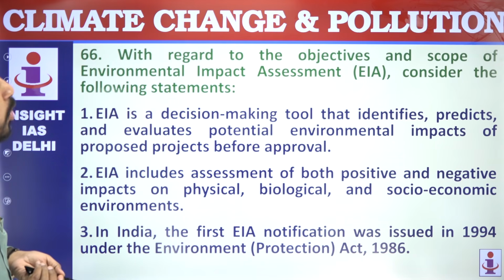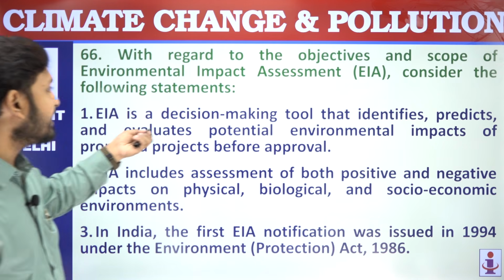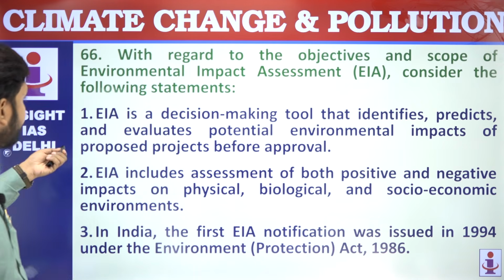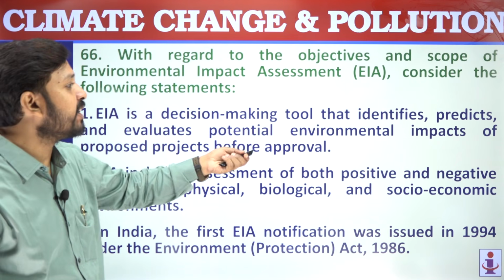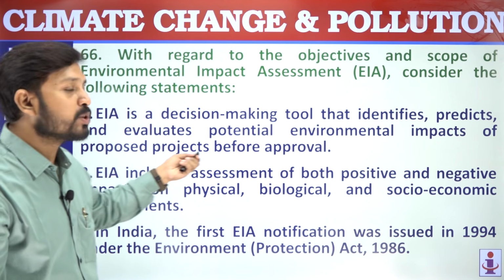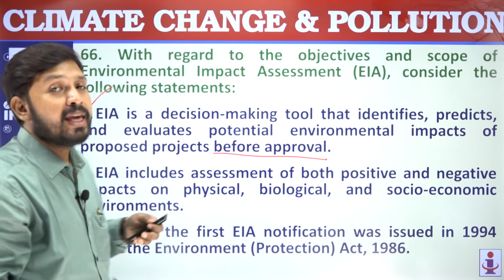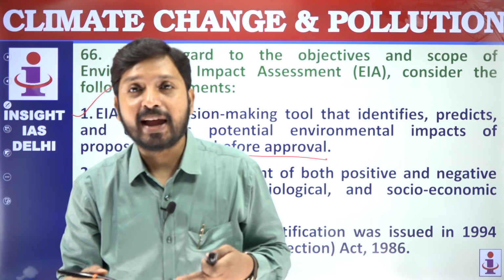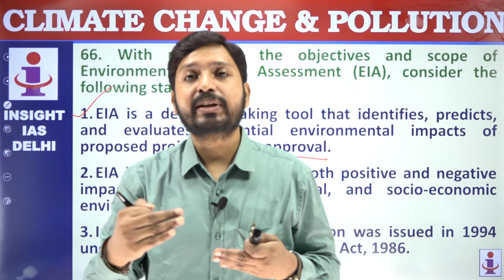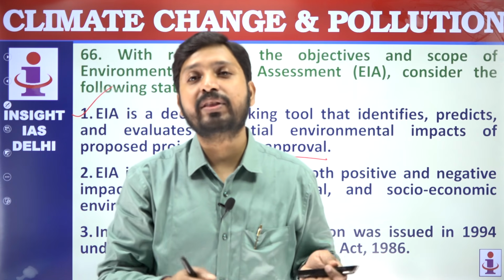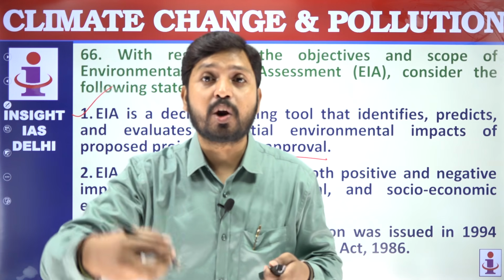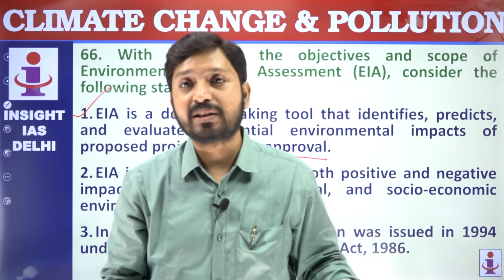Next one, with regard to objectives and scope of environmental impact assessment, consider the following statements. EIA is a decision making tool that identifies, predicts and evaluates potential environmental impact of proposed projects before approval. Yes, this is the right statement. See, EIA has to be done for any project, and they will see what the negative and positive impacts are. If any negative impacts are there, they will try to correct that. If that is also not possible, then we will try to discard that project itself.